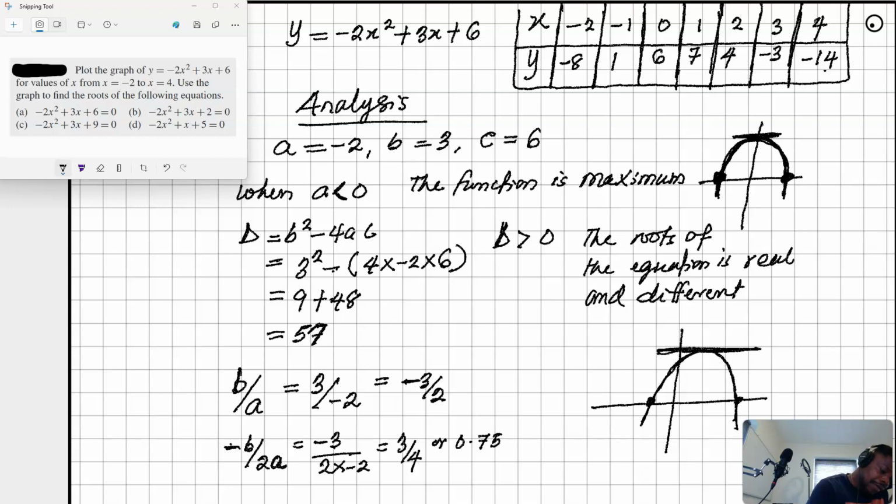So 0.75 simply means the curve can be cut into equal halves at x equal to 0.75. So that is another thing. You can see, without even plotting the graph, I already know how my graph is going to look, and where the line of symmetry is going to be on that curve. Now let's plot our graph.